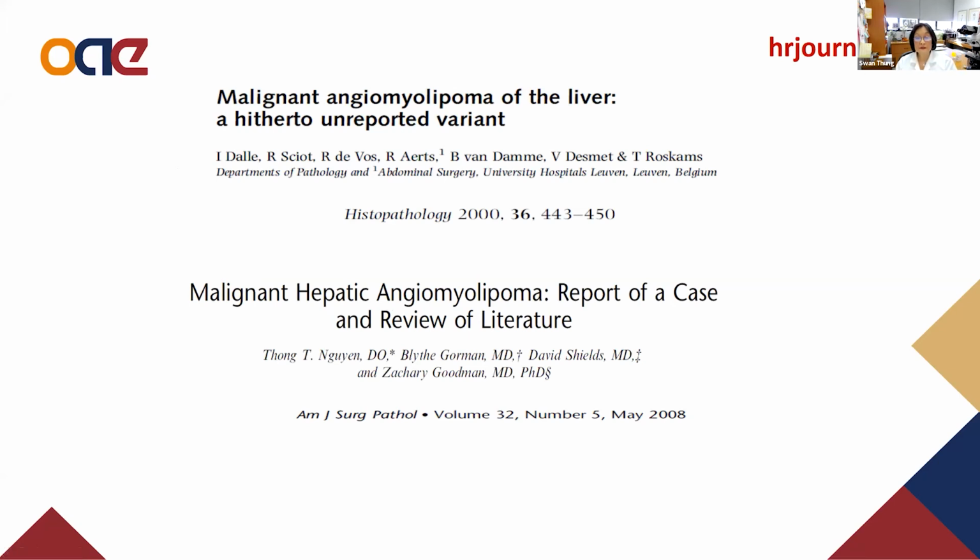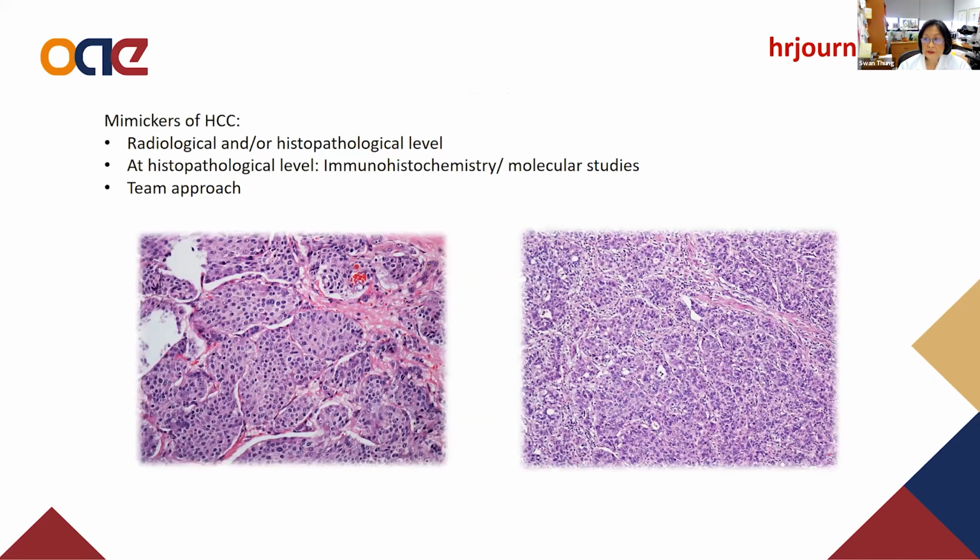However, as always, Professor Tanya Roskams is always the pioneer, and she had published the first malignant angiomyolipoma of the liver, followed by some other publications. So as a summary, I just wanted to say that mimickers of HCC do exist. It gives problems to pathologists, but also I think at the radiological level, there are mimickers for HCC.